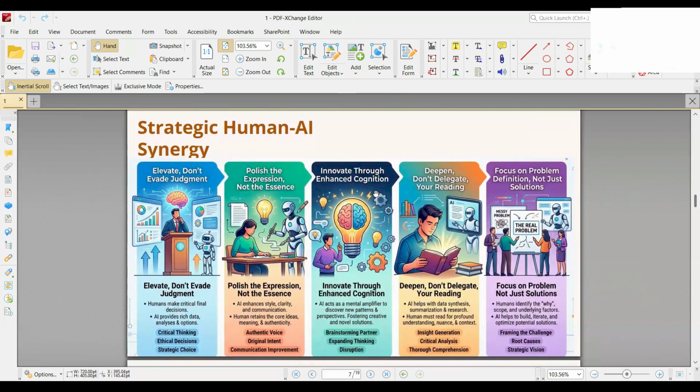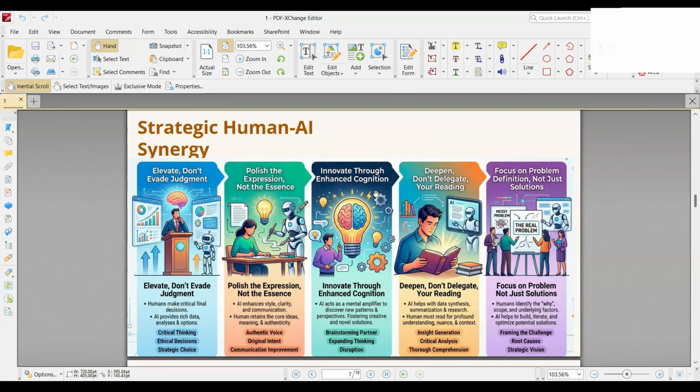The rapid integration of artificial intelligence into our daily workflows has shifted the conversation from whether we should use these tools to how we can use them effectively without losing our unique human edge.